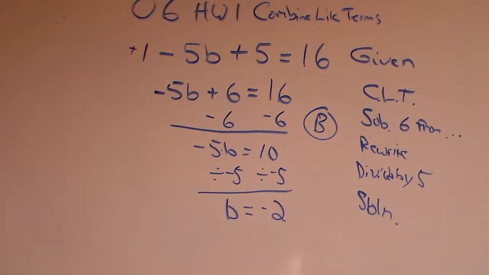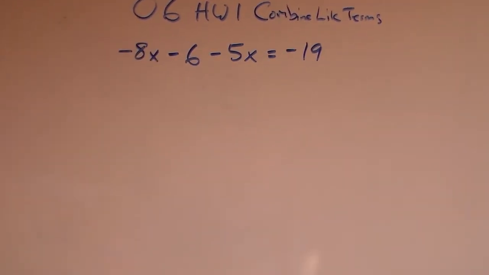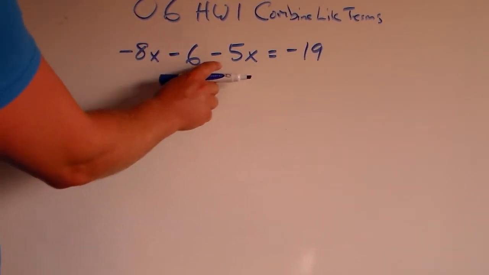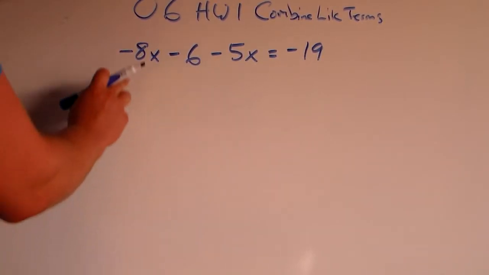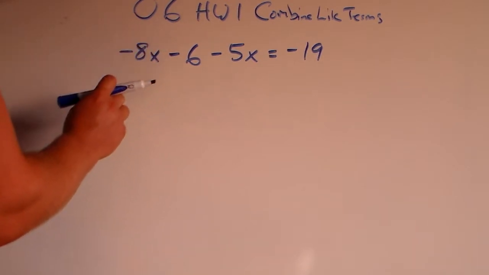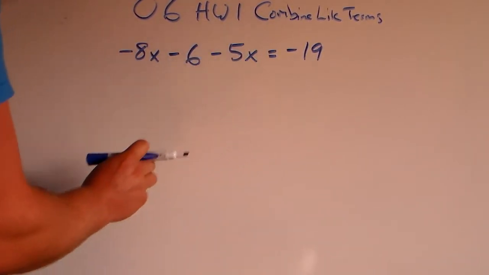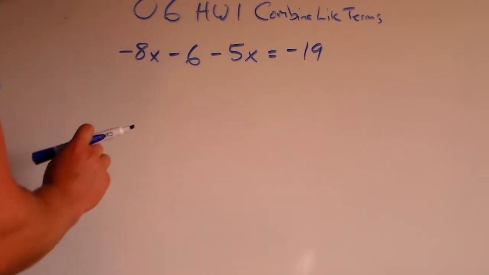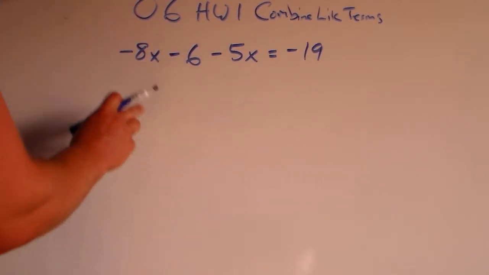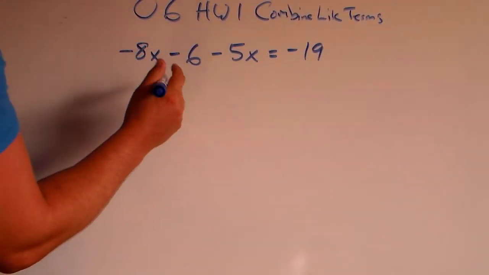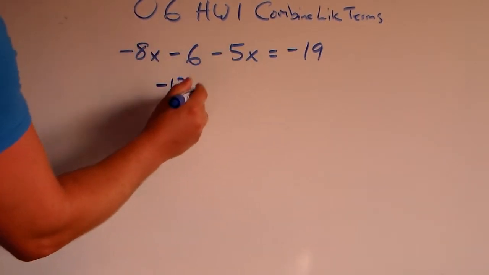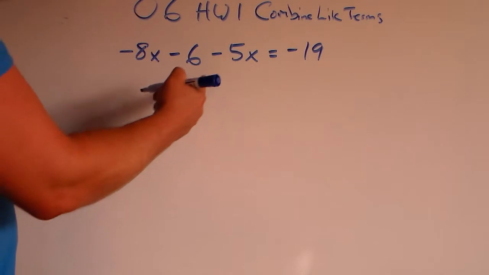Next up, we'll do problem number 5. Alright, here's problem number 5 here. Our goal is to combine like terms and solve for x. So we have a negative 8x minus 6 minus 5x equals negative 19. So we have to ask ourselves which ones are the like terms. Well, we have negative 8x to the first power and negative 5x to the first power. Both of these terms have an x to the first power in it, so we can combine them. So negative 8x minus 5x, well, negative 8 minus 5 gets us negative 13. And they both have an x, so it's negative 13x to the first power.